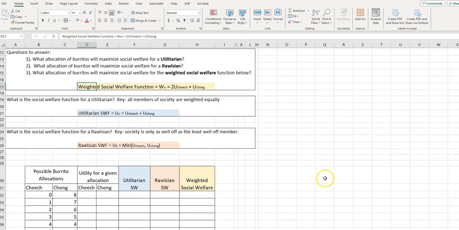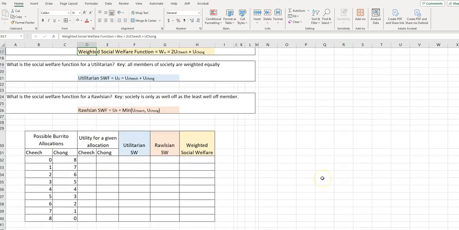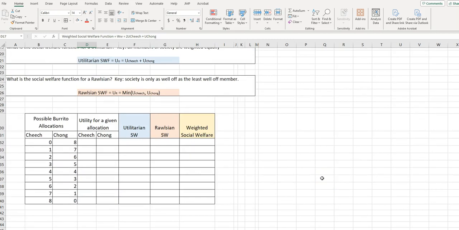All right, so given all of those equations and definitions, let's proceed down to a little table that I've created here to start doing some calculations. So we can see here in columns D and E, we have the utility for a given allocation of burritos. And so, again, when I say allocation, this is just how we're deciding to divide up the burritos between the different members of society. So in this case, we only have 2 people, so it's pretty easy to figure out. If we have 8 burritos total, then we have the following possibilities.